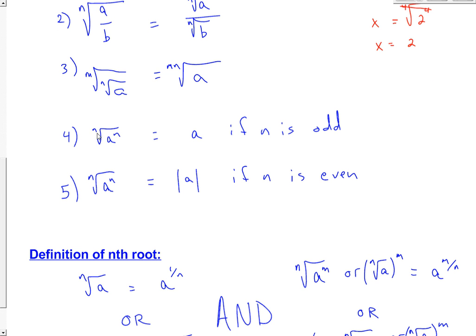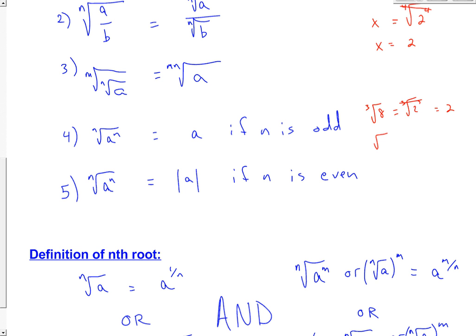Number four, if you have the nth root of a to the n, as I was speaking of over here in the red, those values cancel out and you're left with just a. So if n is an odd number, you're just left with whatever value is in there. For example, the reason that this is important to understand: if I have the cube root of 8, because 8 is 2 to the third power, the radicals cancel out, I'm left with 2.